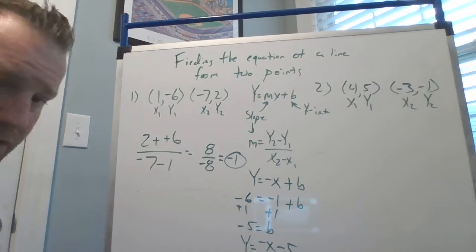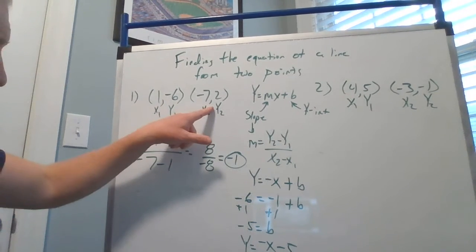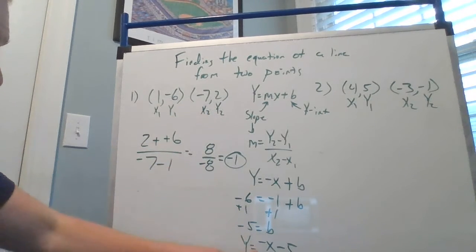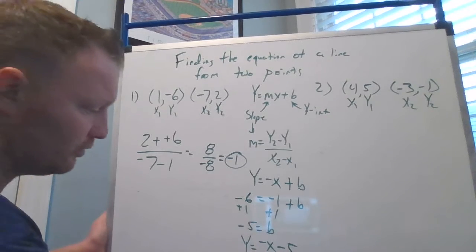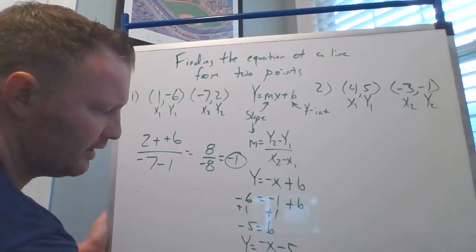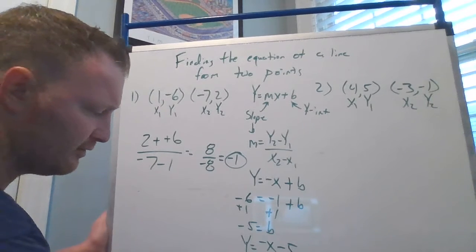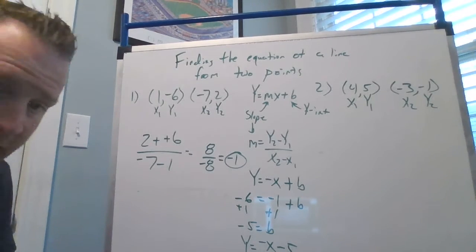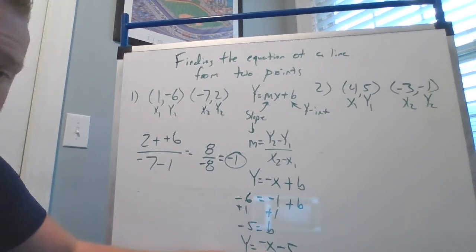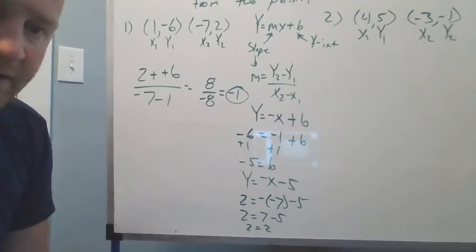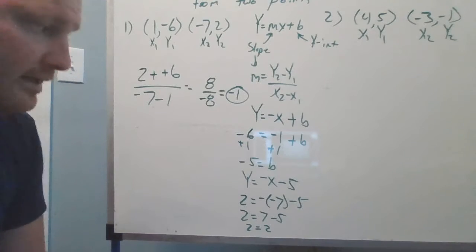And just to make sure I'm correct, I'm going to use the other point to make sure that this works. When I replace x with negative 7, I should get an answer of 2. So 2 equals negative 7 minus 5. This is now positive 7. 2 equals 7 minus 5, and 2 equals 2. So we did this correctly. So this is our equation: y equals negative x minus 5.